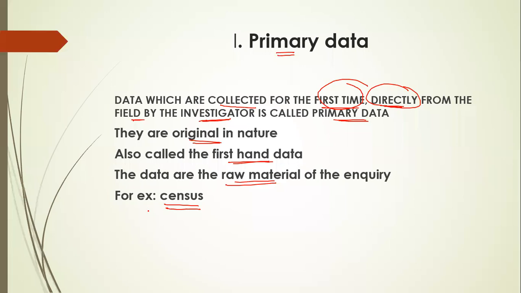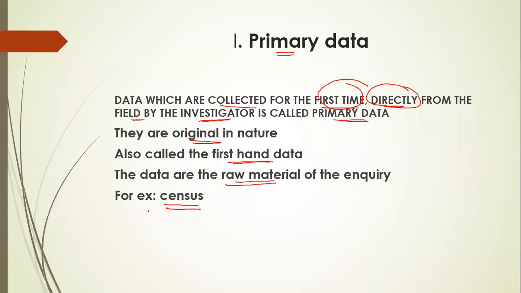Why? Because you have seen the government teachers, what they do: they go house by house to collect the information. So they go from house to house to collect information. They personally investigate: how many people are in the house, how many children go to school. They ask personally and fill in the data. So that is the best example for primary data.